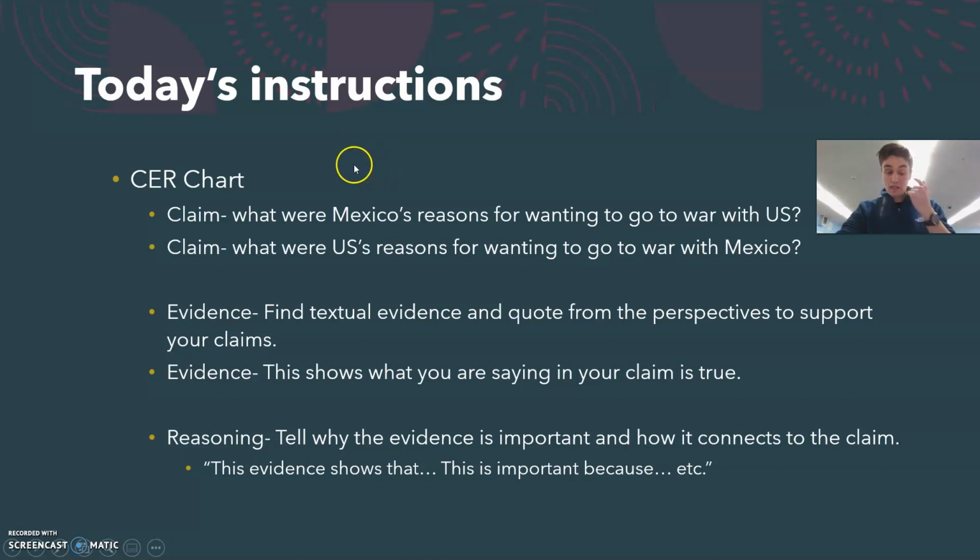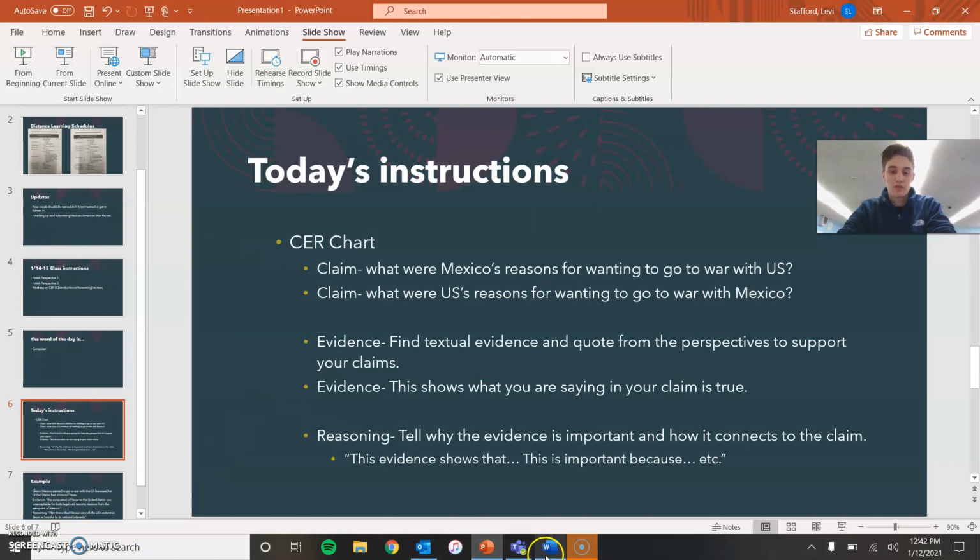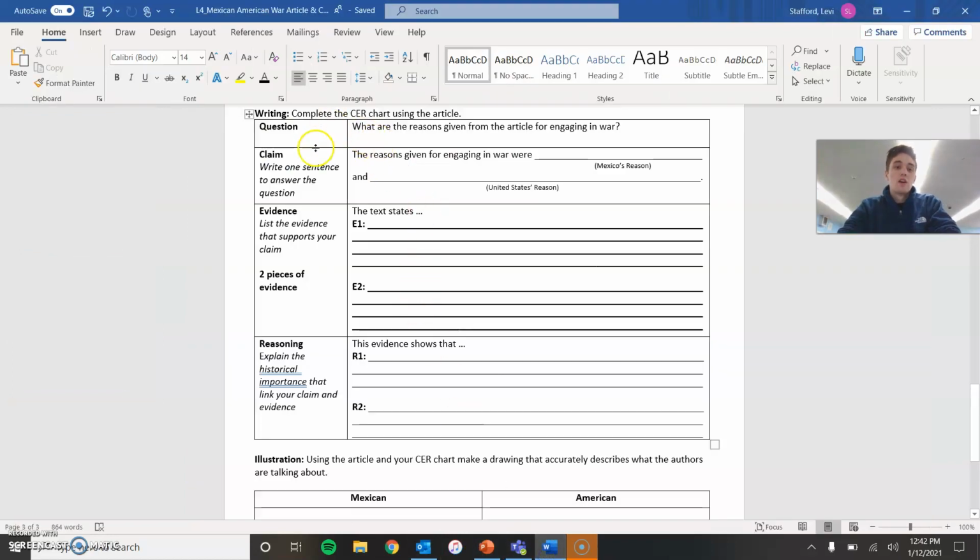So, working on that CER chart, claim, evidence, reasoning. We have our claim, we have our evidence, and our reasoning, and I will get out of this and go to our actual document. So, with the question being, what are the reasons given from the article for engaging in war? We have the claim, which is going to be kind of framed out for us. It's the reasons given for engaging in war were blank, and we're going to write in Mexico's reason, and then we're going to write in the United States reason.